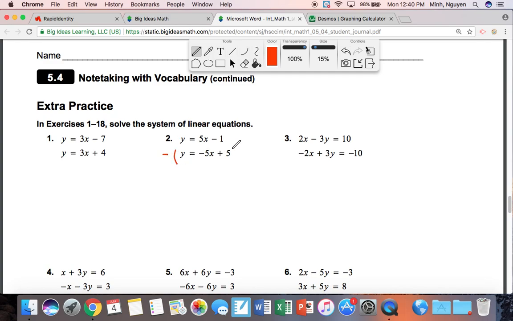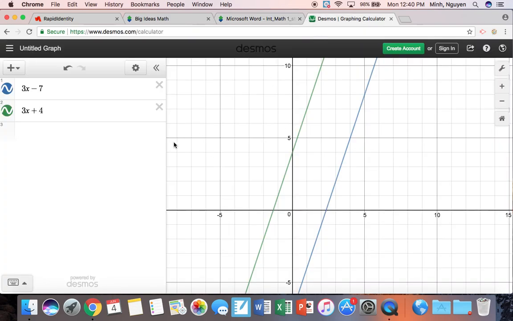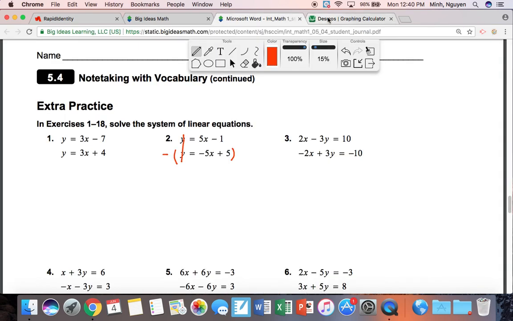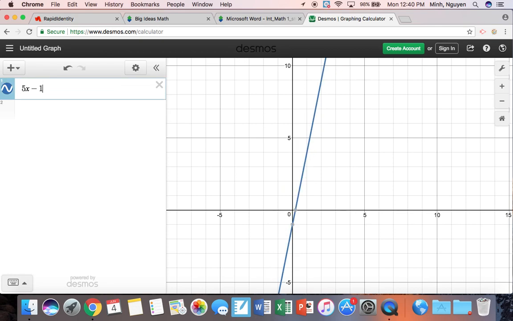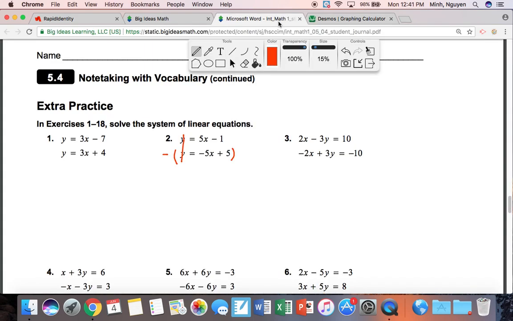Let's try this one again. We're going to eliminate y minus y, 0. Actually, I'll show you guys graphing again. 5x minus 1, negative 5x plus 5. Here's a point of intersection, 0.62. They connect. So I will do that. We know that there is an answer, right?